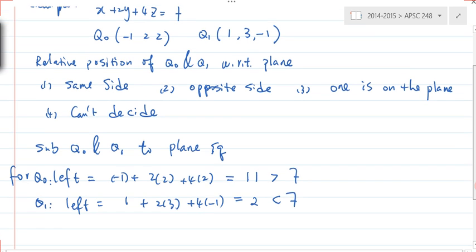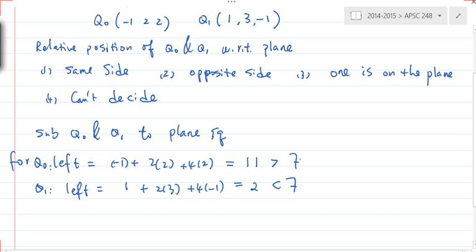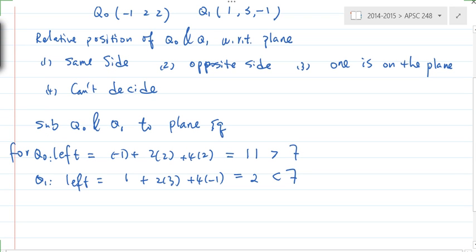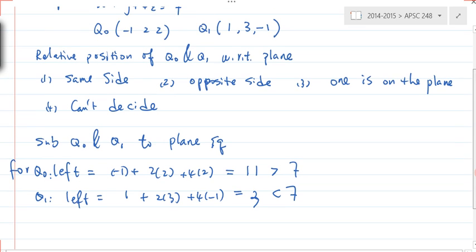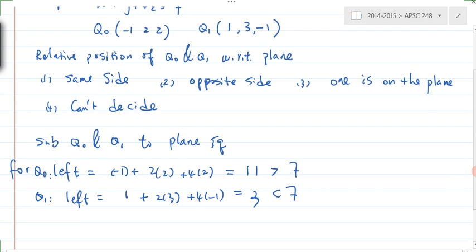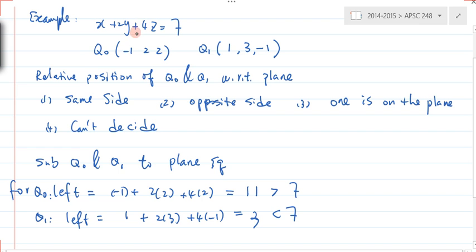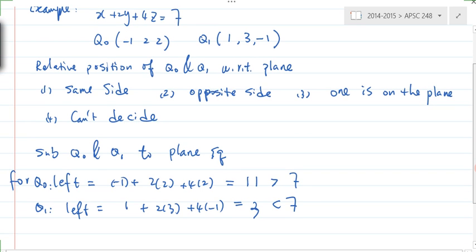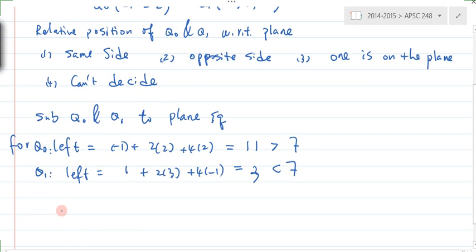Now you can make a decision based on this condition. What does it mean that 11 is greater than 7 and 3 is less than 7? Oh, on opposite sides. Good. Basically, the question can be rephrased like this. Geometrically, this is the plane, the left side here.